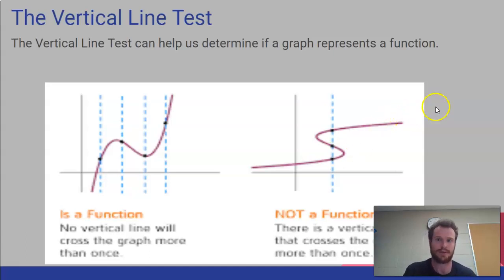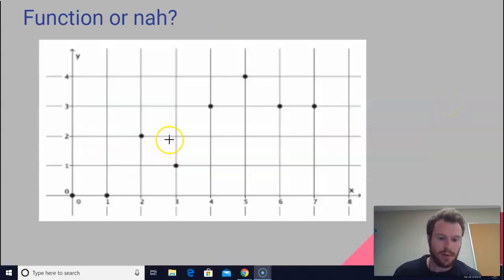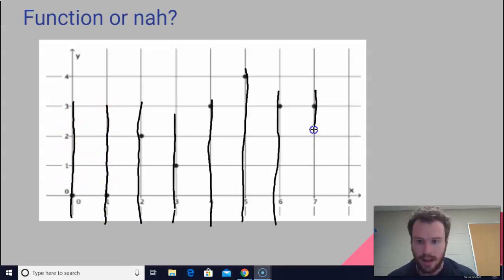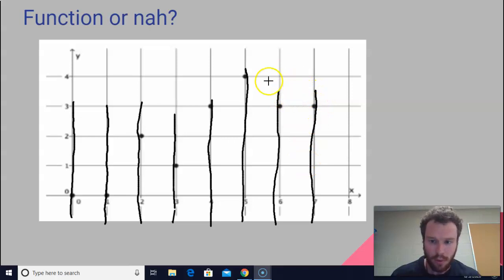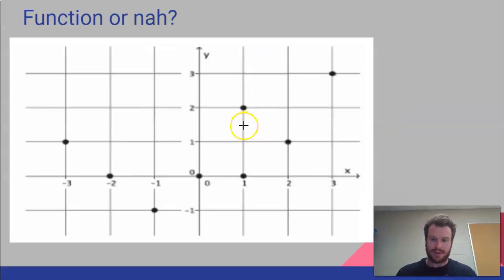So let's practice using the vertical line test. All right, let's look at these points on this graph. And let's just practice drawing a vertical line. I'm going to draw a vertical line through each of these points. Each of these vertical lines that's passing through one of these points, that's the only point they're passing through each time. So because they're only passing through 1 point, they pass the vertical line test. This is a function.